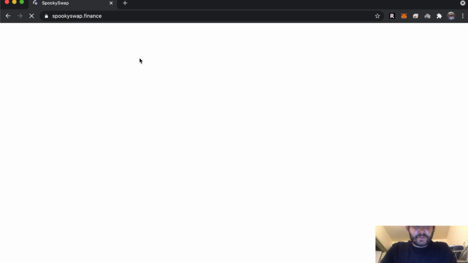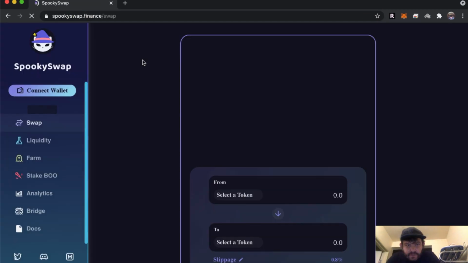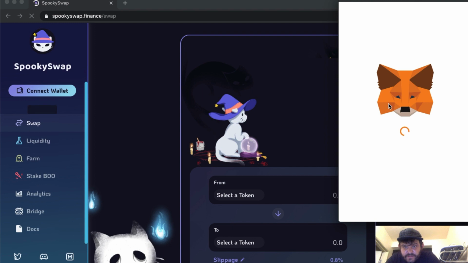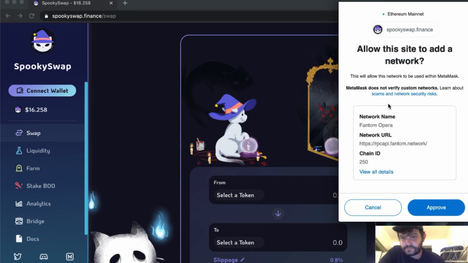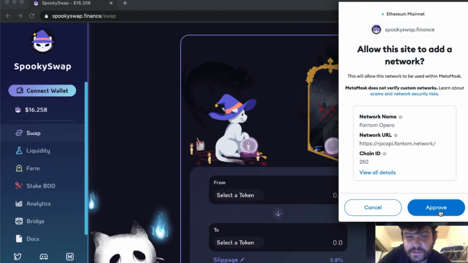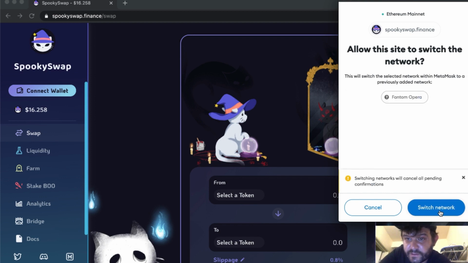Over to SpookySwap, and you can enjoy some of their UX too, because I haven't done this on my desktop yet. Now it's going to add Phantom. I'm sure BSC is used to this, but for anybody who's new, this is a lot easier than a couple of years ago.